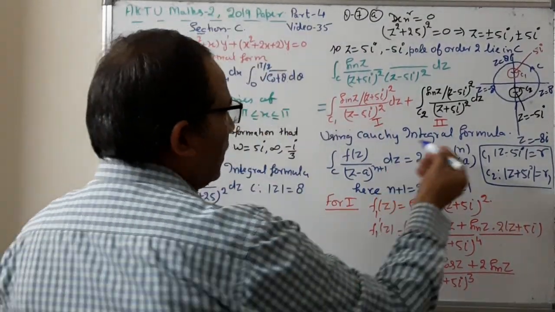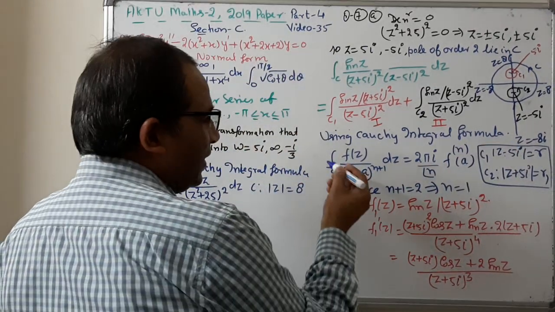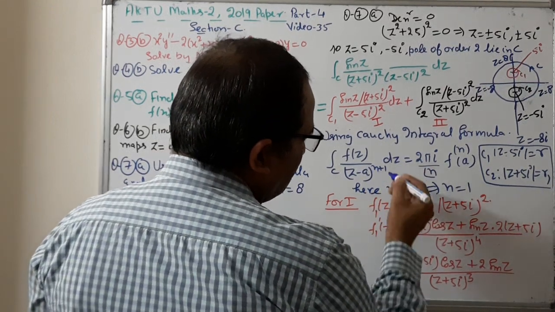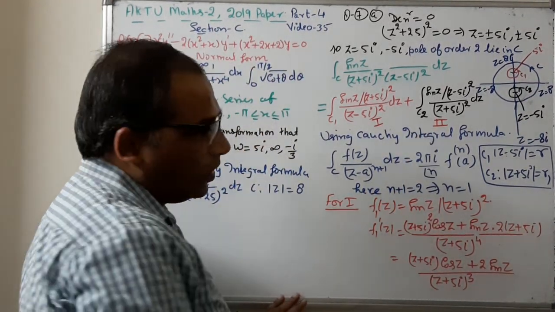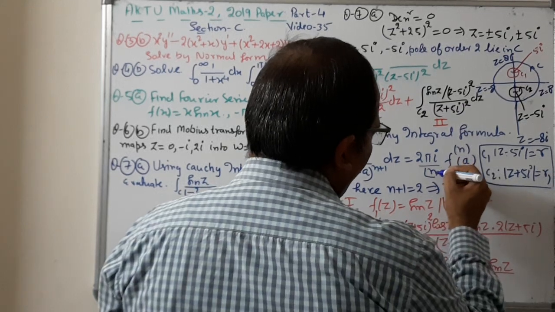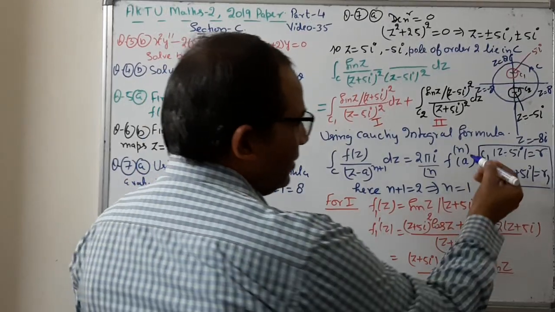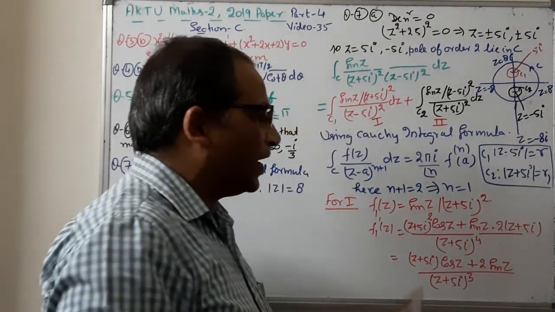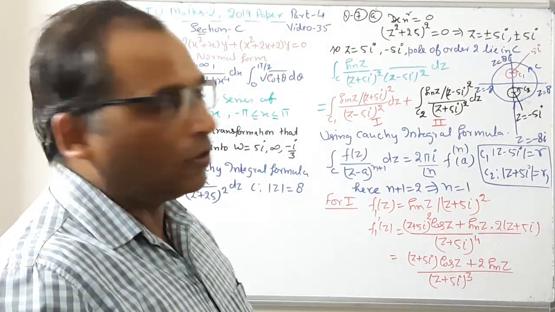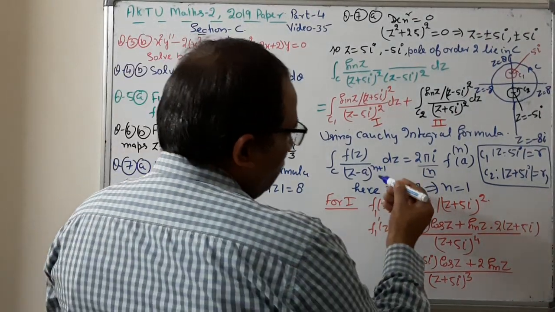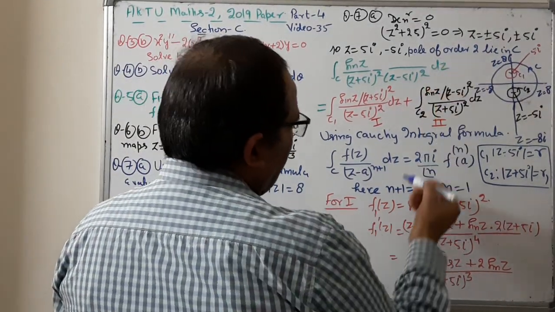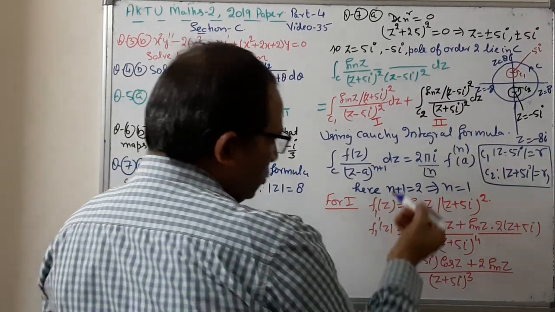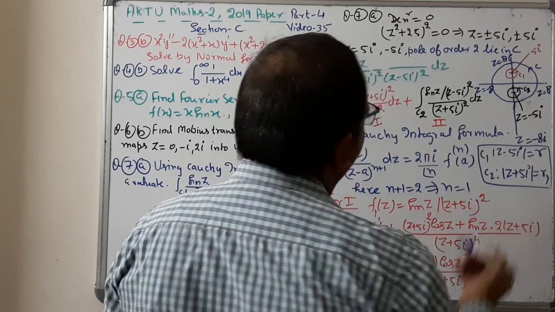So using the Cauchy integration formula, we can write that the integration over C of f(z) upon (z minus a) to the power n plus 1 dz is equal to 2 pi i upon factorial n, times the nth derivative of f(z) at z equal to a. Here you can see that in our question n plus 1 equals 2, because the power is 2. So we find n equal to 1.